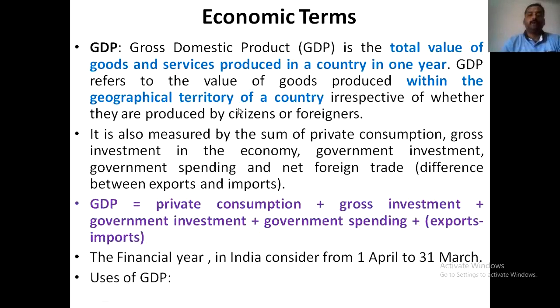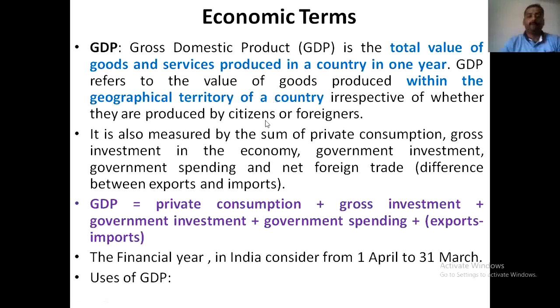Many people are doing their studies in a foreign country. Many of them are working in a foreign country, earning money over there and sending it back. So it is not counted. Out of 130 crore, 124 crore people are currently in India, and what they earn in India is considered for GDP.